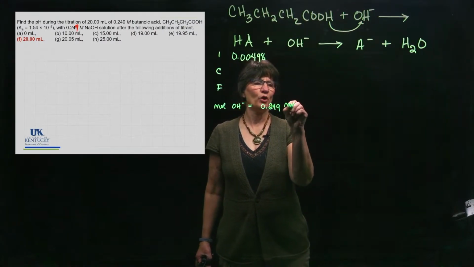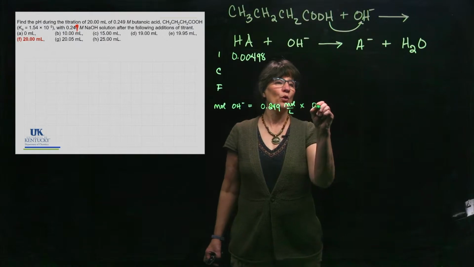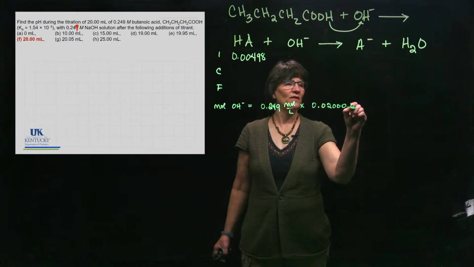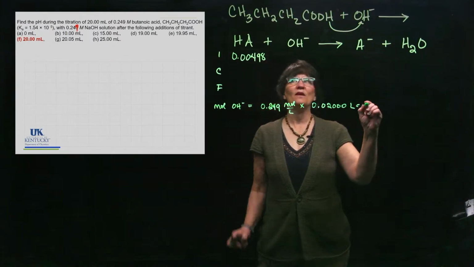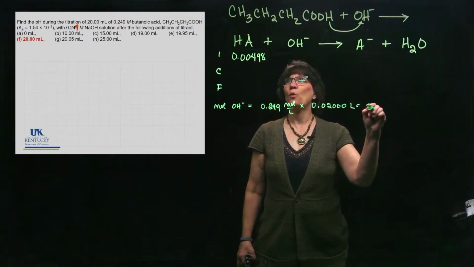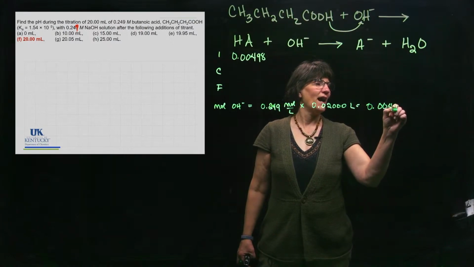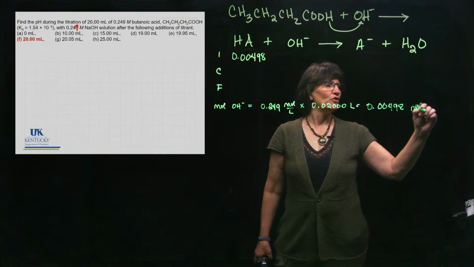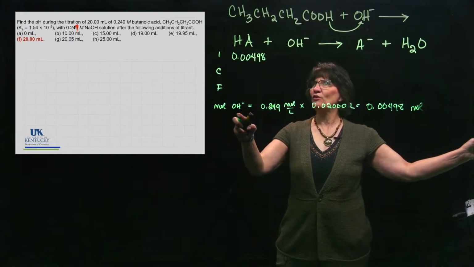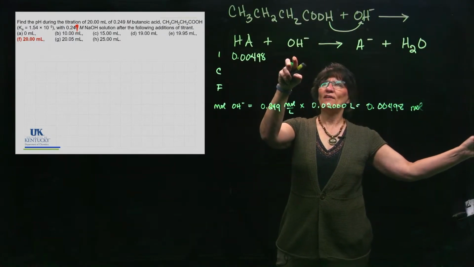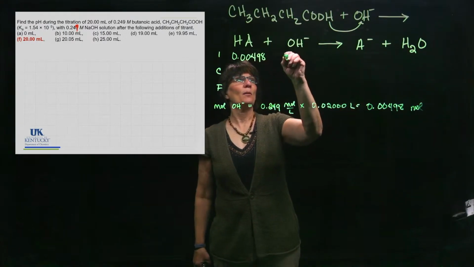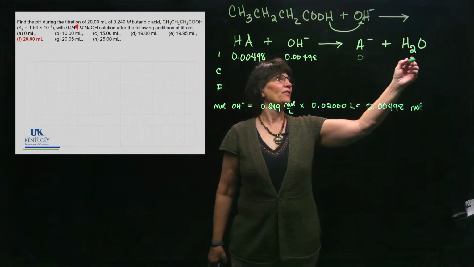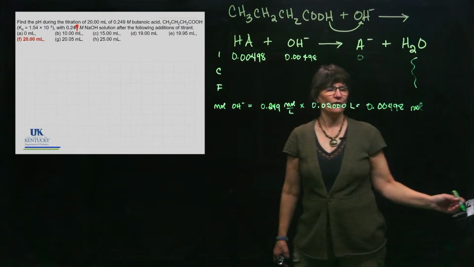0.249 moles per liter times the 20 milliliters. Okay, so that would give me the liters, and that would give me this value, 0.00498, because it's the exact same numbers that gave me that value before. So I'll put moles there. This is moles of hydroxide. Remember, in this ICF table, it's a limiting reactant problem, and we compare using moles. Again, nothing for the water there.